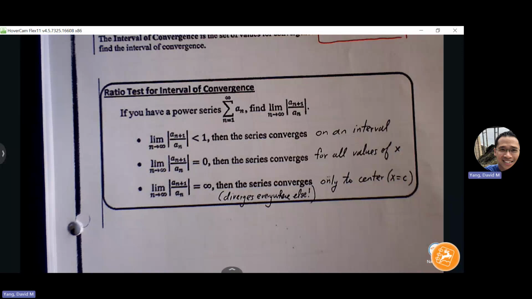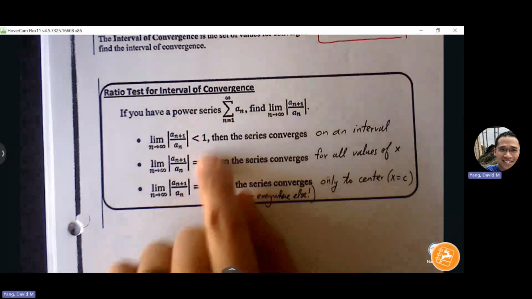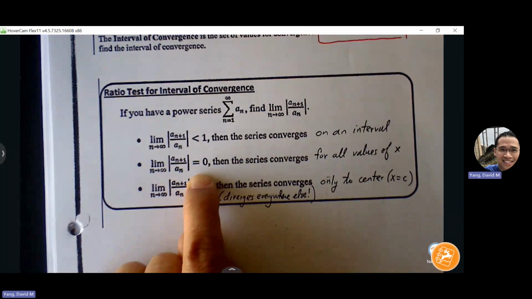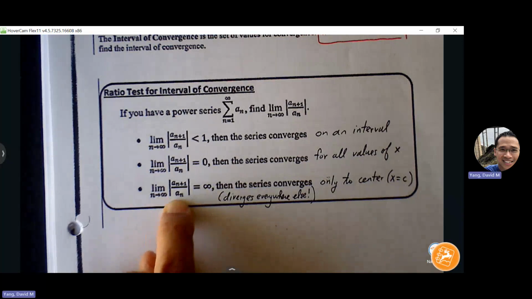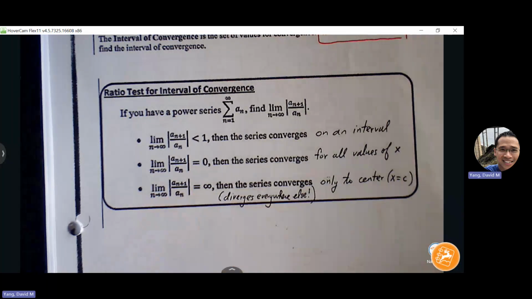If the limit is negative infinity, then would it be on an interval? Say it again. If the limit evaluates to negative infinity, would it be on an interval? Oh, well, we're talking about absolute value here, so it's always going to be positive. Yeah, positive.